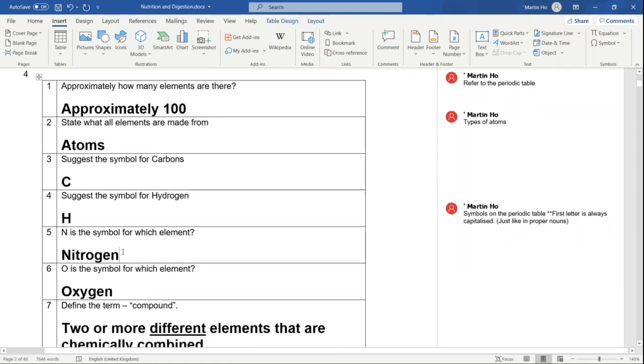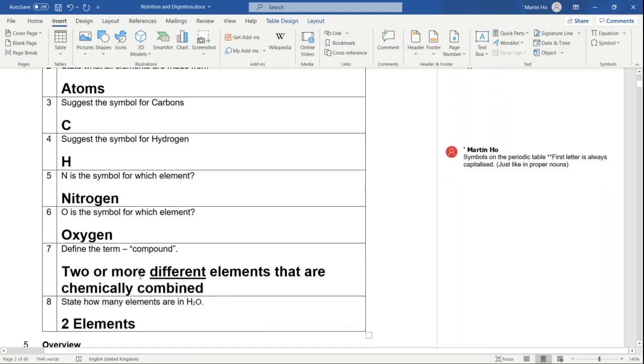N is a symbol for which element? It is nitrogen. O for oxygen. 7. Define the term compound. And this is very important that we have this underlined here. A compound is two or more different elements that are chemically combined. And we're going to touch upon this in just a bit. 8. State how many elements are in H2O. Like question 3 and 4, we just have to count the capital letters to know how many different elements are in a molecule. So a capital H and a capital O, therefore, we have 2 elements.